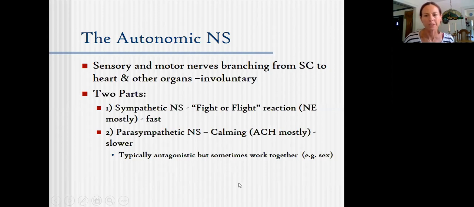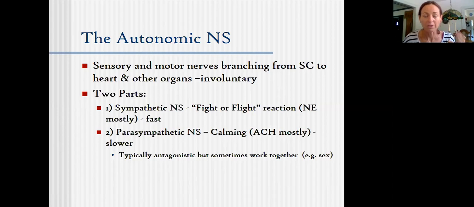Okay, let's take a look in more detail at that autonomic nervous system. The autonomic nervous system is the sensory and motor nerves branching from the spinal cord to the heart and other organs. This is the automatic part of the peripheral nervous system, in the sense that it's involuntary. You don't decide for your heart to beat. It does it on its own. Your breathing and stuff like that, that's all autonomic.